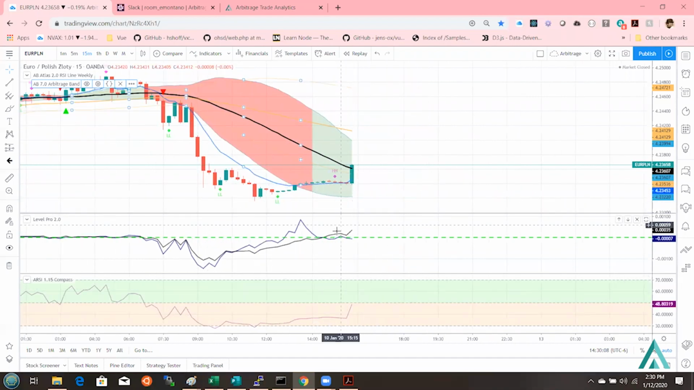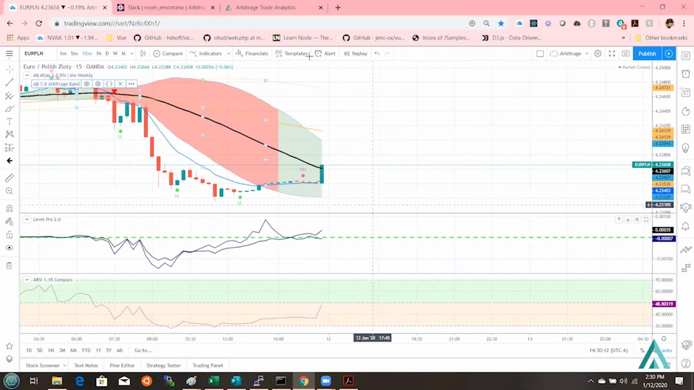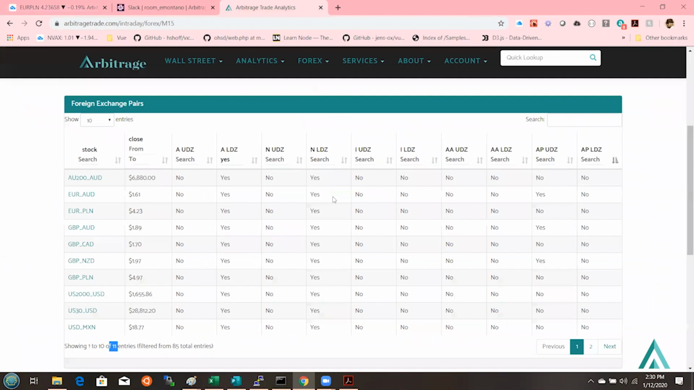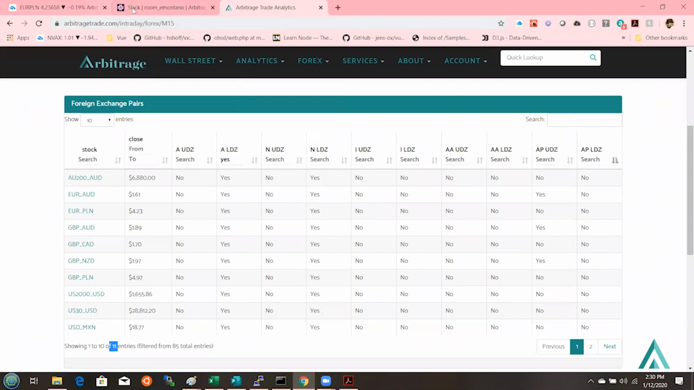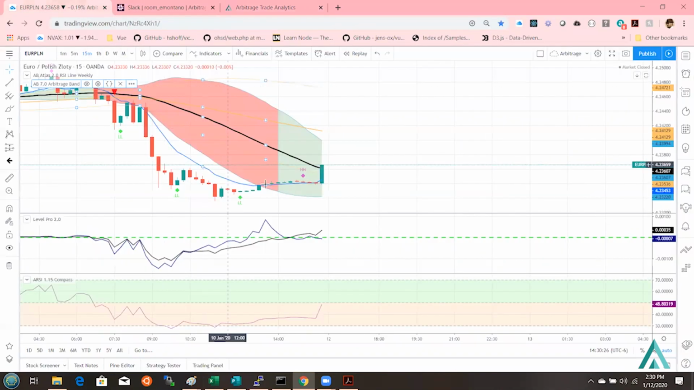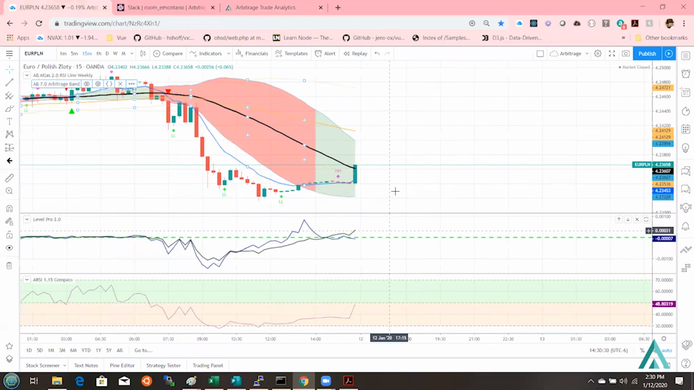RSI is almost there. Basically, we're waiting, and we can find it. These charts update every 15 minutes if you're on the 15-minute chart. It updates every 30 minutes if you're on the 30, and so forth. That means every minute or 15 minutes, you get a brand new candle on these time frames. So as it changes, you get new picks.